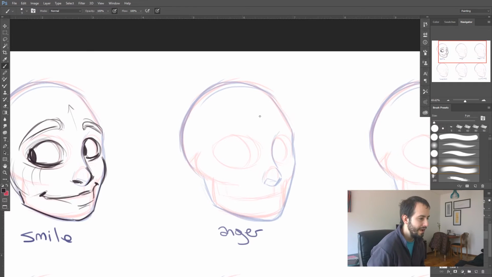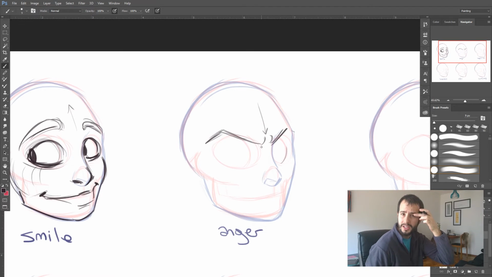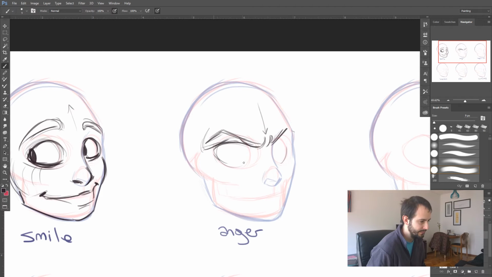So anger. Now anger, we have to focus on this. Since we're going to focus on the eyebrows, what you should consider is that when the eyebrow goes down, it brings a lot of skin here to this part. So you can't do eyes really round. You have to consider that flesh that is coming down with the rest of the eyebrow. So the top eyelid is going to be a bit closed.